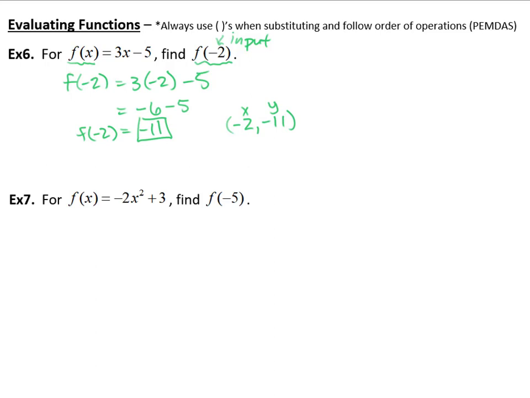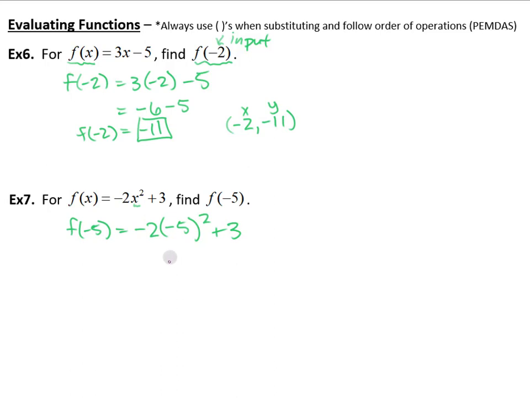Now, let's take a look at a second example here. Slightly more complicated, but same idea, so hopefully this will go a little faster. For this particular function f of x, plug in negative 5. So again, if we're notating on the left here, just to make our work look a little bit nicer, we need to do negative 2 times, again, parentheses here, negative 5 squared plus 3. Again, we're replacing x here with negative 5. Make sure we use parentheses.